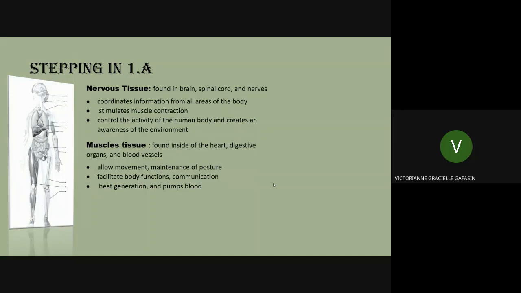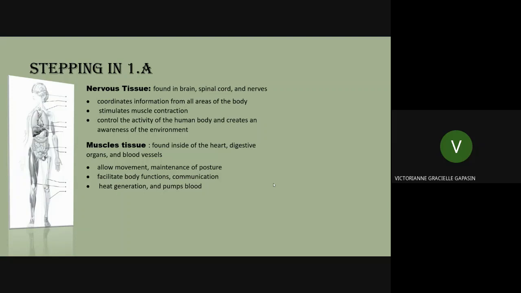Before proceeding to discussing the answers, let's read the instruction first. The 4 major tissue types are named in the figure presented below. For each tissue type, provide its major functions on the lines after the tissue name. Then, list the locations of each tissue type at the end of each line.